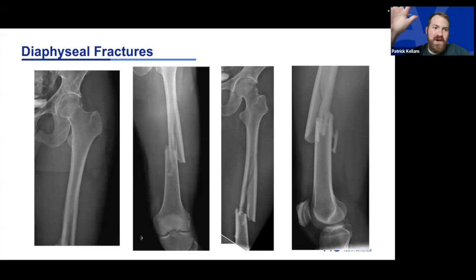I'll make a plug for the MRI. I do have a patient who got a fine cut CT because they were too large for the MRI scanner, so they were unable to get an MRI, and their fine cut CT scan was negative, and they did have a femoral neck fracture.